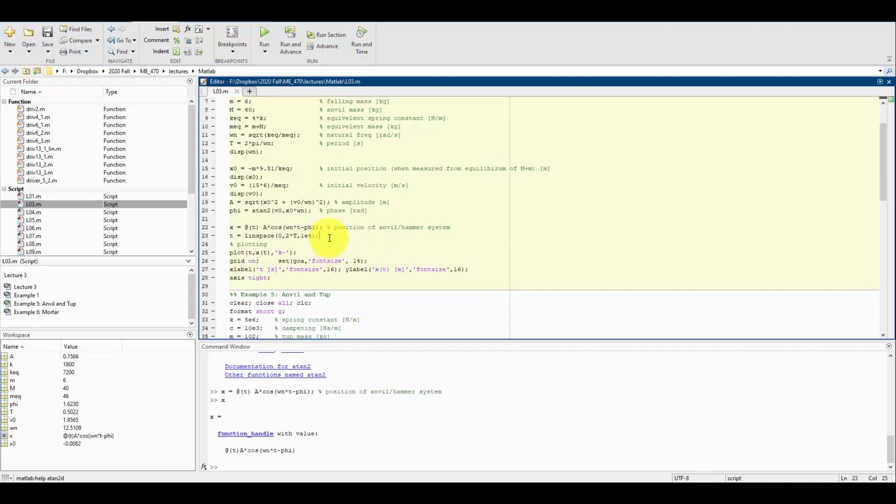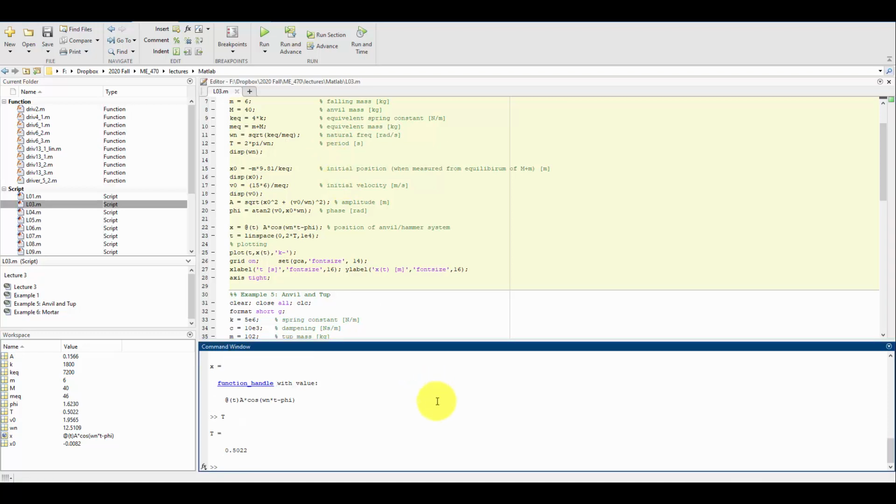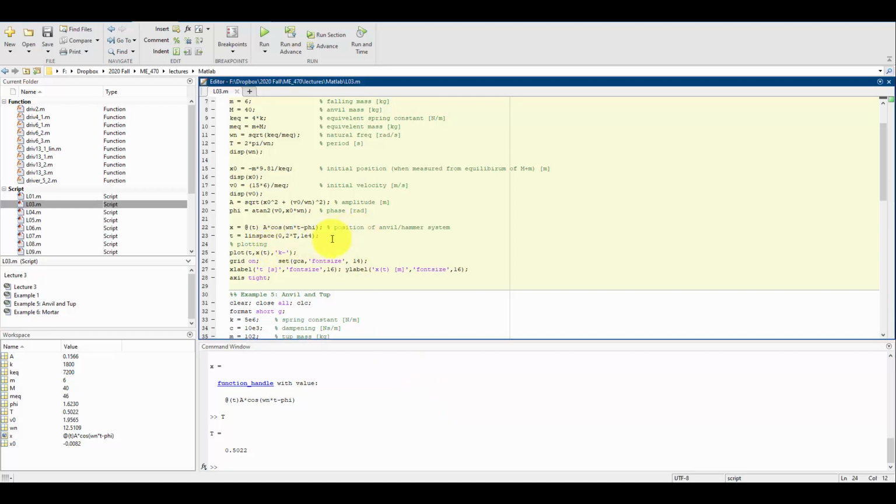So I am going to simulate this for 2 periods. Notice above I define a period as 2 pi over omega n. A period of oscillation is going to be defined for free vibrations by its natural frequency. So this is going to have a period of about 1/2 of a second. So in my plot, I can make this longer. We can see what happens.